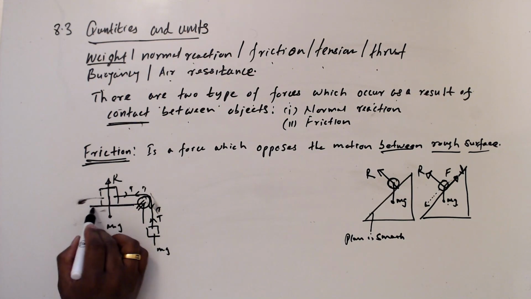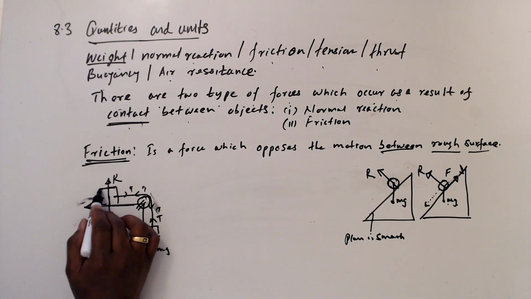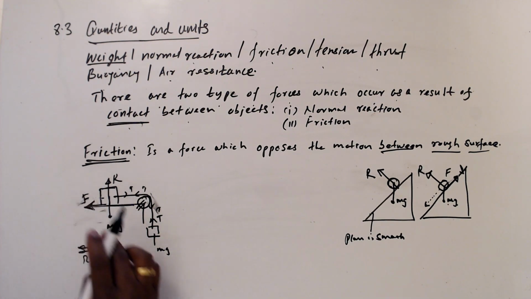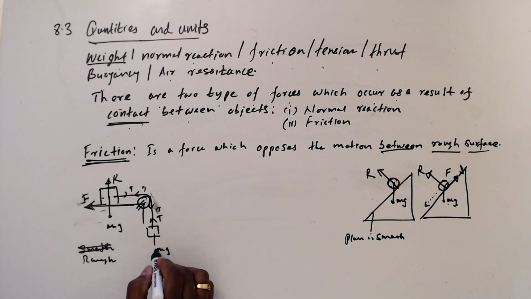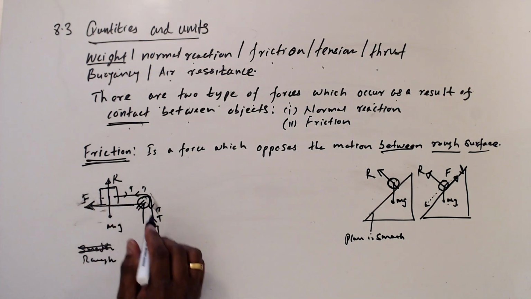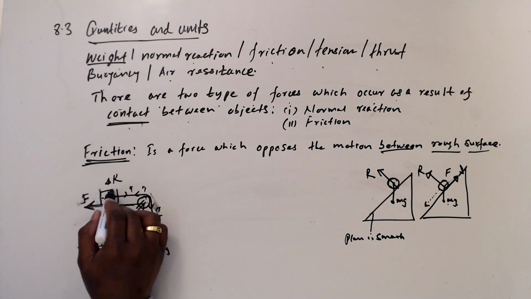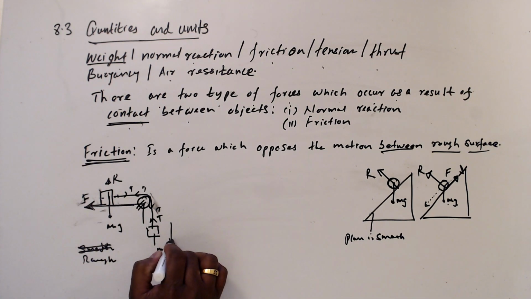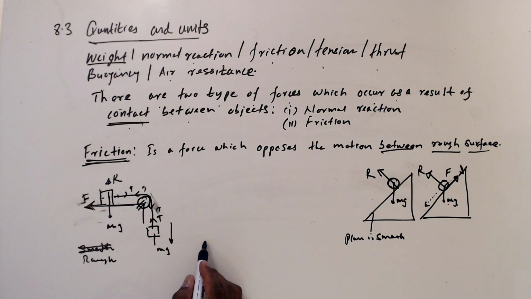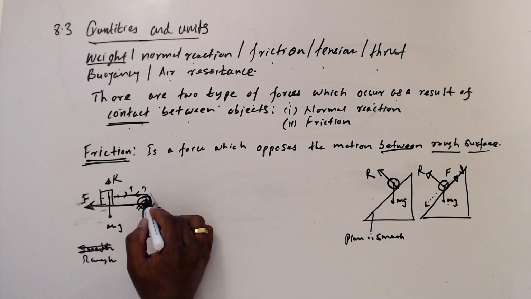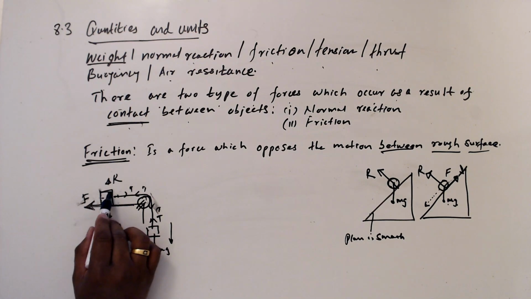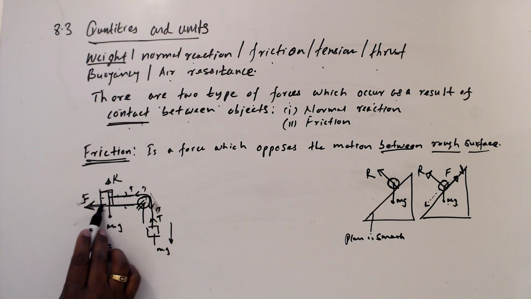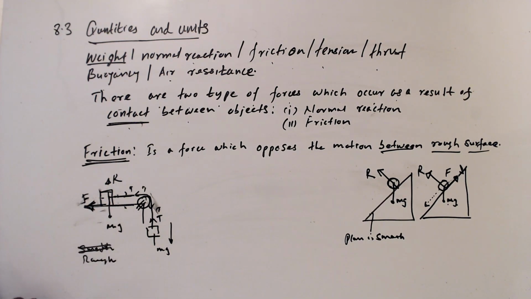We will mark it like this and name it F. That's how you mark the friction, because when we release the system, it will accelerate downward on this side. This is a smooth pulley and this mass will accelerate here, so this is the motion direction. And since this is a rough surface, we have to mark F, friction.